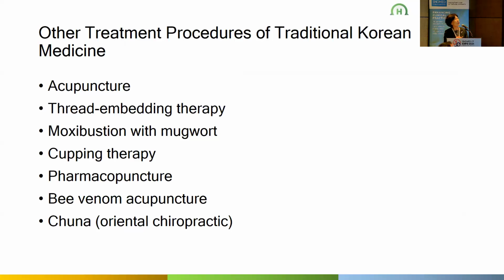Now, I would like to move on to other types of treatment procedures used by traditional Korean medicine doctors: acupuncture, thread embedding therapy, moxibustion, tapping, pharmacopuncture, bee venom acupuncture. I think bee venom acupuncture can belong to pharmacopuncture, and chuna, which is some kind of oriental chiropractic.